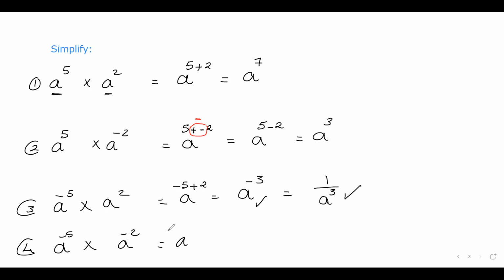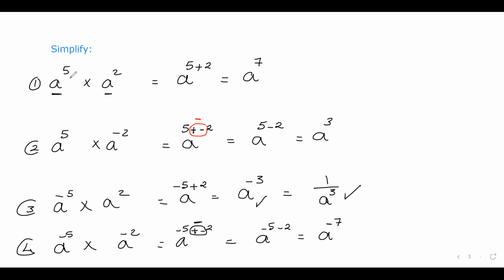Question 4, the first power is negative 5 plus the second power is negative 2. Also apply SADS law, same add, different subtract. So this one will be replaced with a minus sign. So this is a to the power of negative 5 minus 2. Do it on the calculator, you will get a to the power of negative 7. So these are the final answers for these 4 questions.